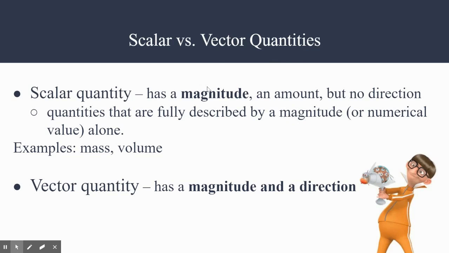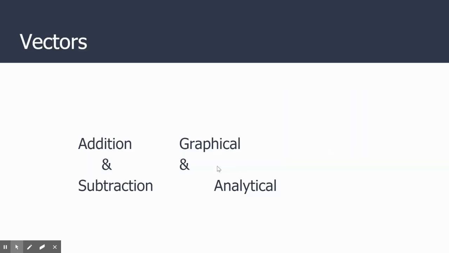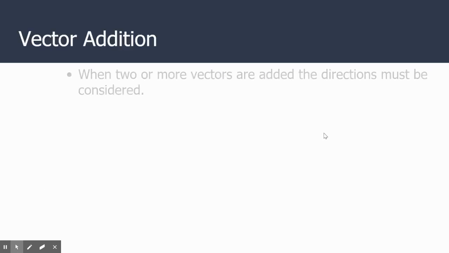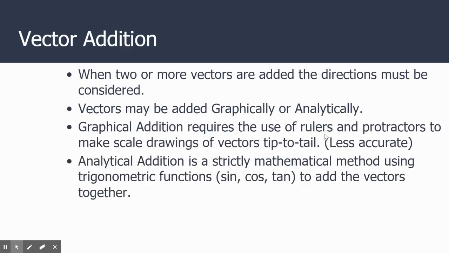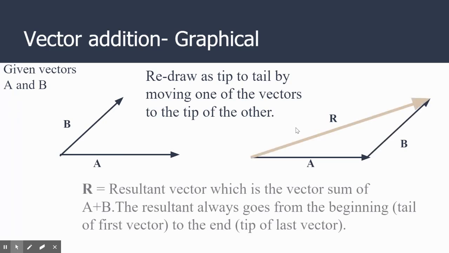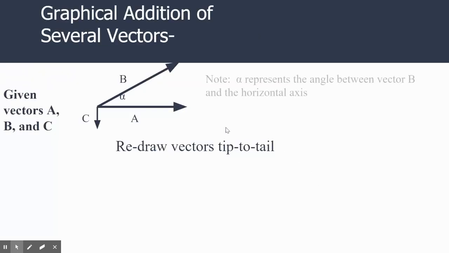Okay, so we talked about scalars and vectors. We said the scalar has a magnitude, but no direction, and a vector quantity has a magnitude and a direction. And we said that you can add or subtract. They can be graphical or analytical. Let's touch on the high points we talked about yesterday. We talked about the tip-to-tail method of adding vectors, and we said that the resultant vector is the vector sum of those. We also did it with multiple vectors.